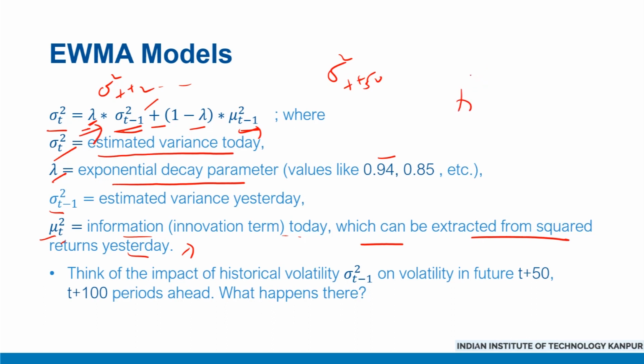grow exponentially by, let's say, lambda to the power 2, lambda to the power 3, and so on, lambda to the power 50. As long as this value is less than 1, like 0.9 or 0.8, this value exponentially decays and almost becomes 0 in very few steps. And that is a very desirable property of EWMA models, in that they exponentially decay the impact of historical volatility estimates and slightly give more weight to the more recent volatility levels.